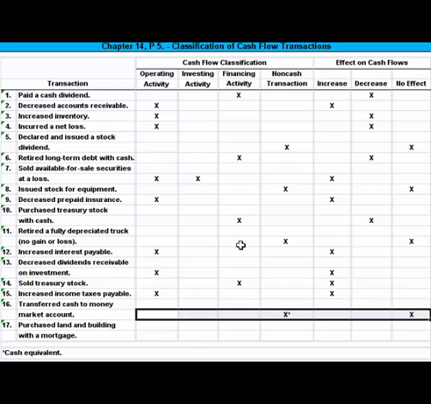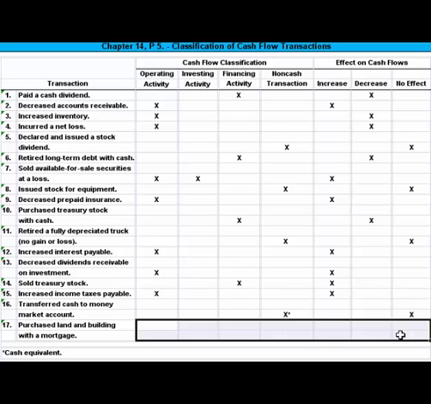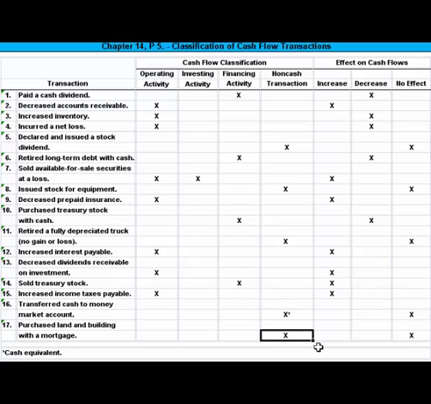Okay, transferring cash to a money market account. We'll take a look at this one. And it's non-cash. All we're doing is moving cash from one pocket to the other, if you will. There may be a decrease in the cash account, but it's offset by an increase in the money market account, so there's no effect on that transaction. And also, if we purchase land and building with a mortgage with no money down, we're going to have no effect on cash, and that also is a non-cash transaction.